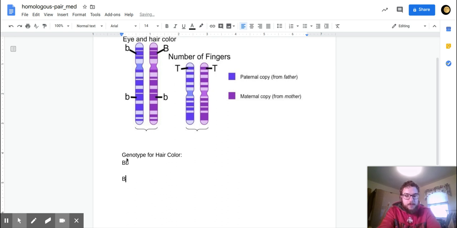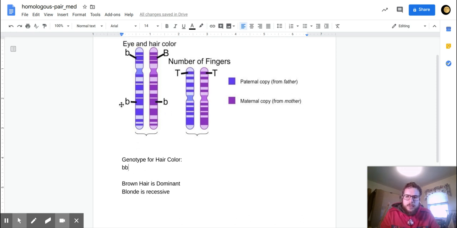In humans, brown hair is dominant. Blonde or light colored hair is recessive. So in this case, sorry, that should be little b for hair color. These two is what I'm referring to right here. So in this case, this person's got two little letters. They've got two recessive alleles, okay?